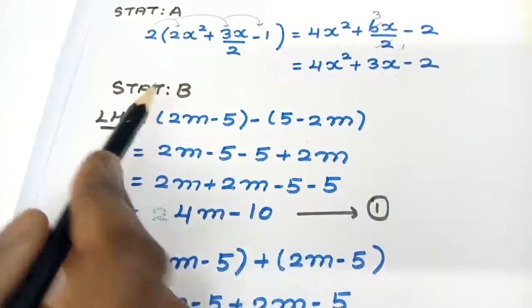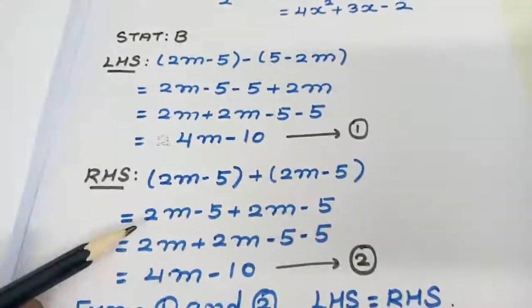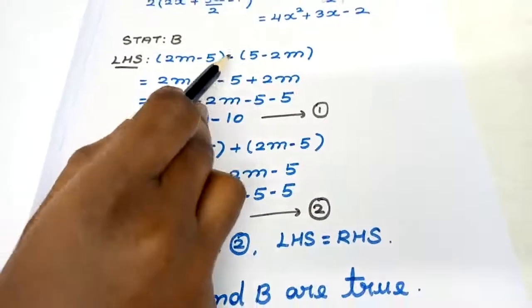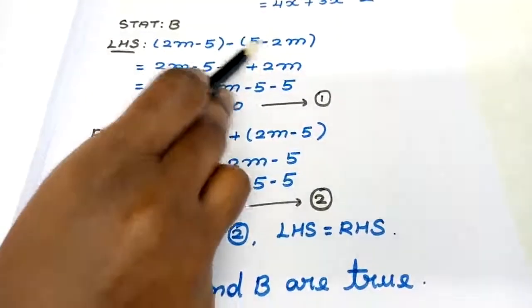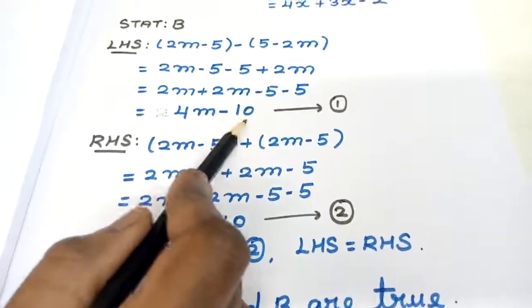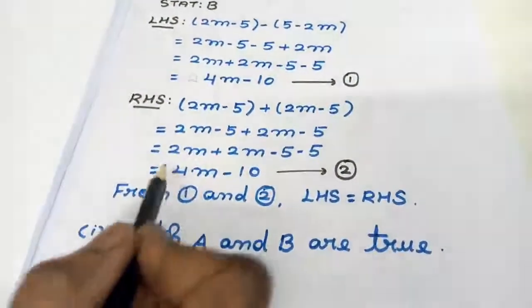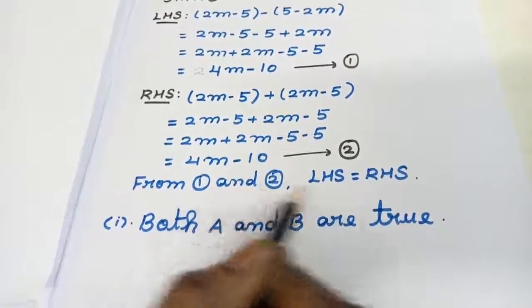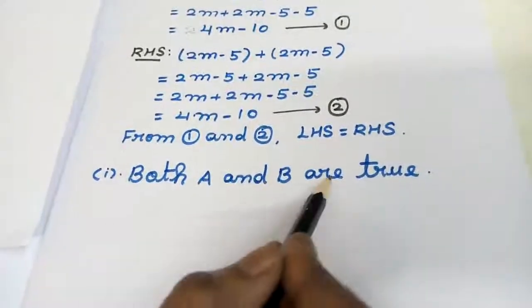Coming to statement B, left hand side, right hand side, I am going to simplify it separately, students. Left hand side I am going to take the value, you are going to do the calculation. Just you are going to remove the bracket first. Minus 5 plus 2m, calculate m constant, 4m minus 10, equation 1. Right hand side also you are going to calculate, students. You are going to get the answer as 4m minus 10. So from equation 1 and 2 I can tell that left hand side equal to right hand side. Automatically both A and B are true.